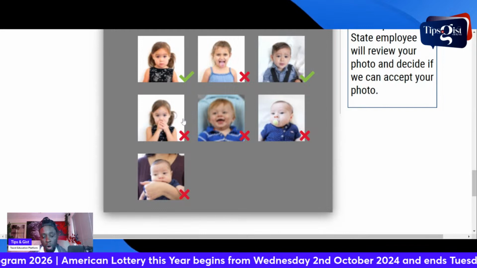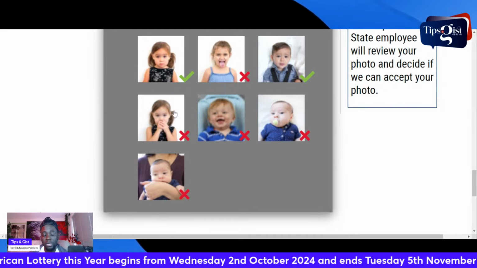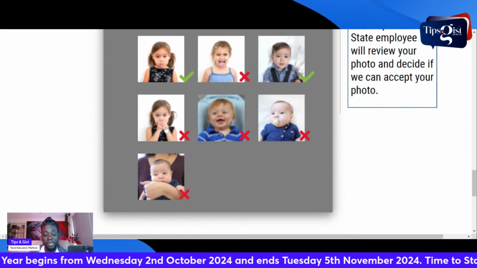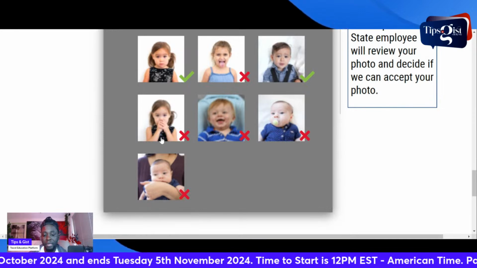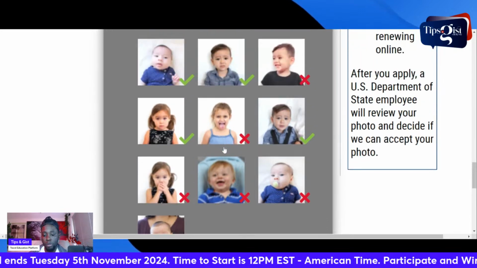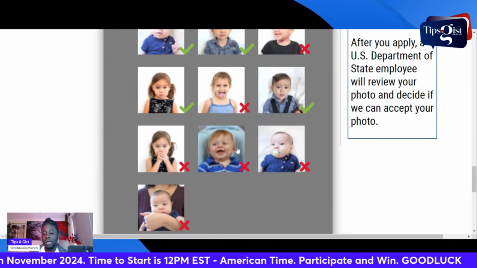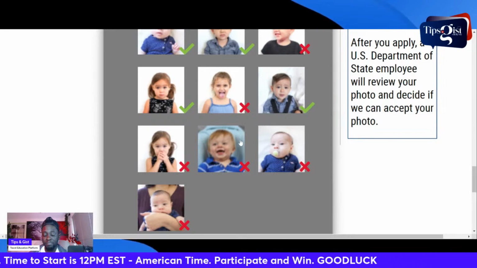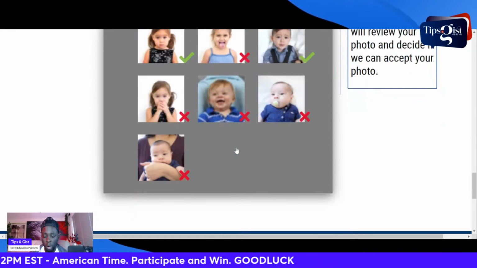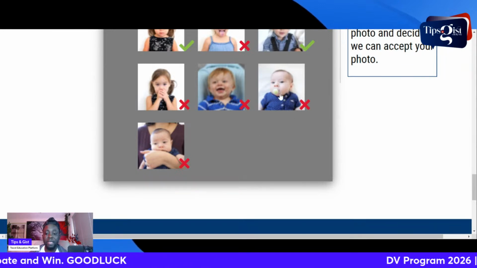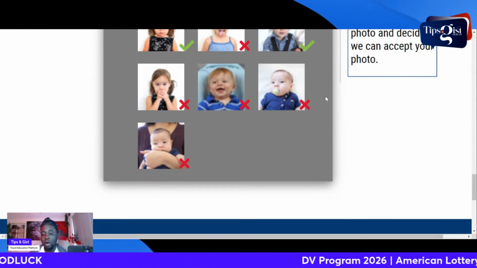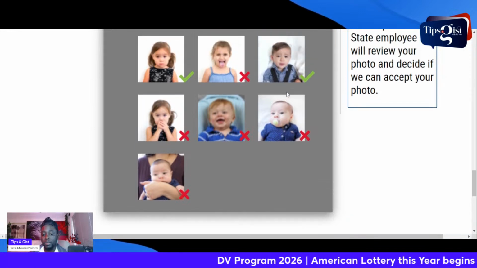Now, this is wrong. This is also wrong because the child covered the mat, and that is blocking. You are not supposed to cover their mat. This is also wrong because they did not take it in front of a white background, and that is making it wrong. This is also wrong because the child has something in the mouth, so you're supposed to remove anything that obstructs the face, right? All right.